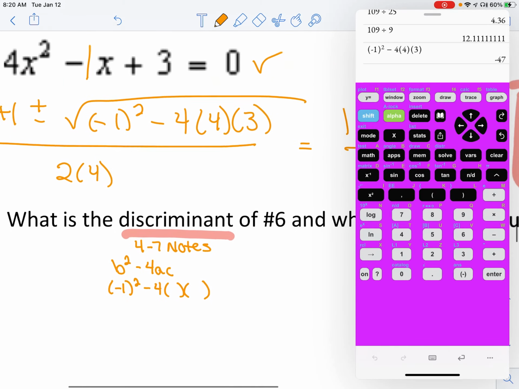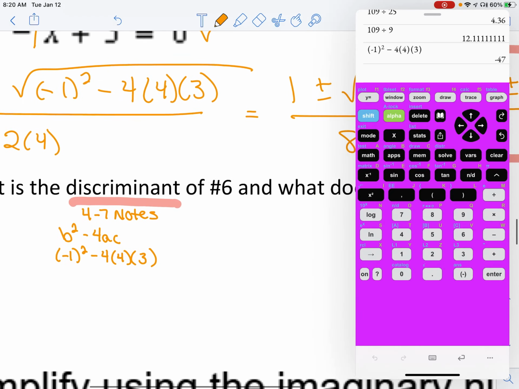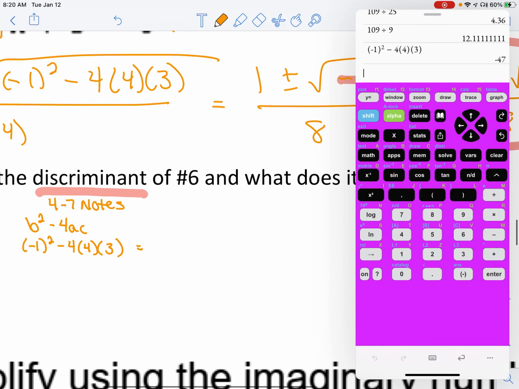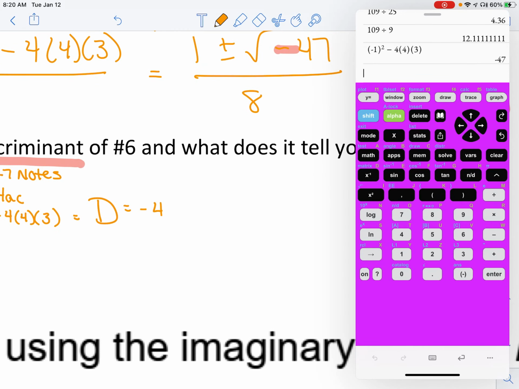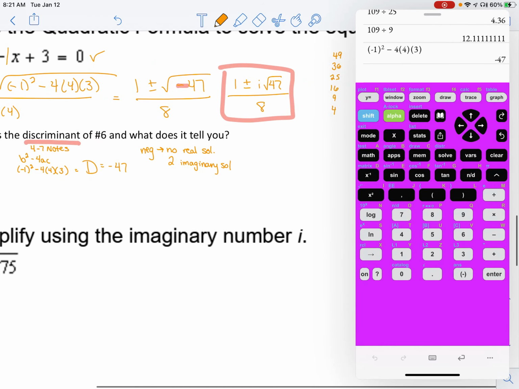Let's zoom. A is 4. C is 3. We already actually did that, which was convenient. So the discriminant is negative 47 when we did that on our calculator. And since it's negative, that tells me that it has no real solutions. Going even further, it would have told me it had 2 imaginary solutions.